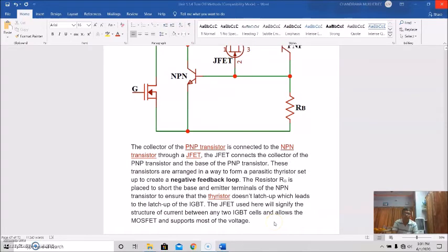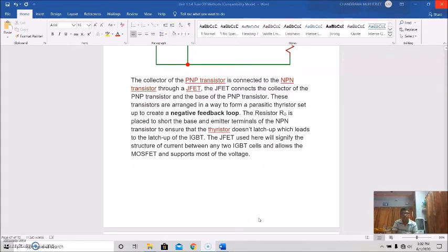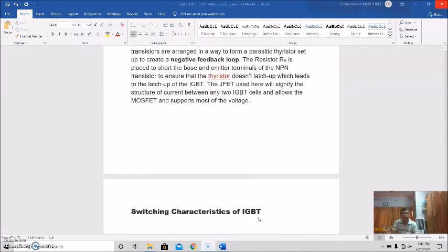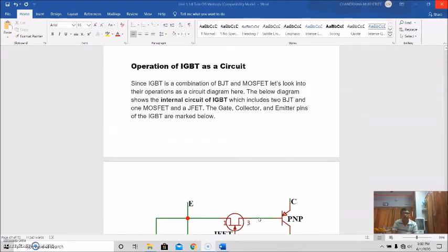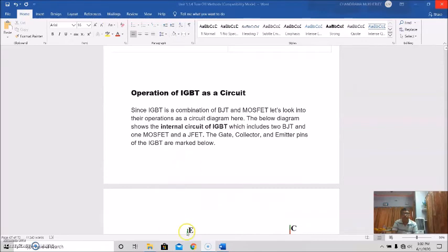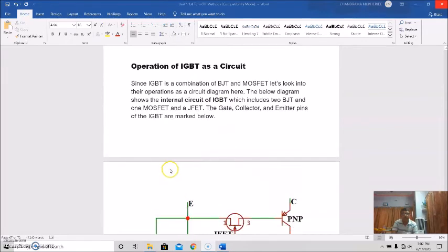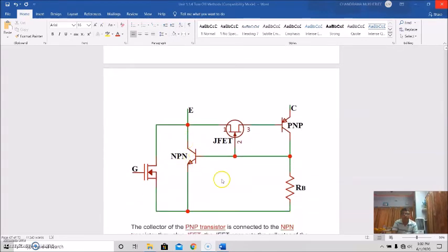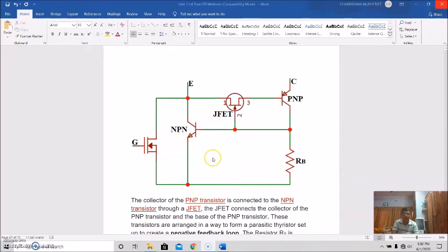So the JFET is used to limit the flow of current between any two IGBT cells and allows the MOSFET to support most of the voltage. So that's all about the internal circuit diagram of the IGBT and its operation.